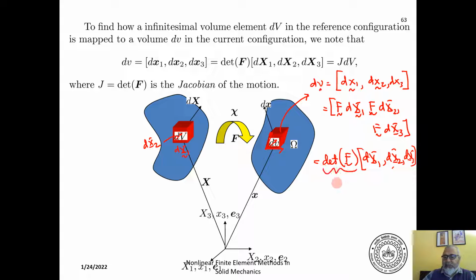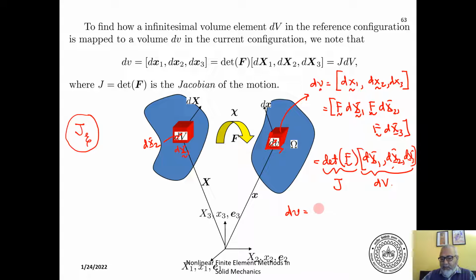This det F is given a special name. We call it J. Remember earlier we had talked about a J of zeta, where this was the Jacobian for the isoparametric mapping. So this is connected to the finite element part. But this J is also the Jacobian of this transformation. So the Jacobian of this mapping is this J, and this J actually connects the volume dV, of course, to this volume dv.